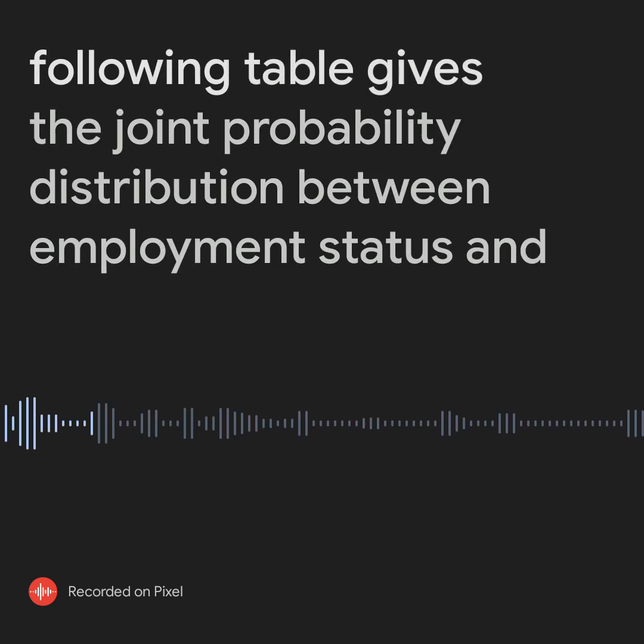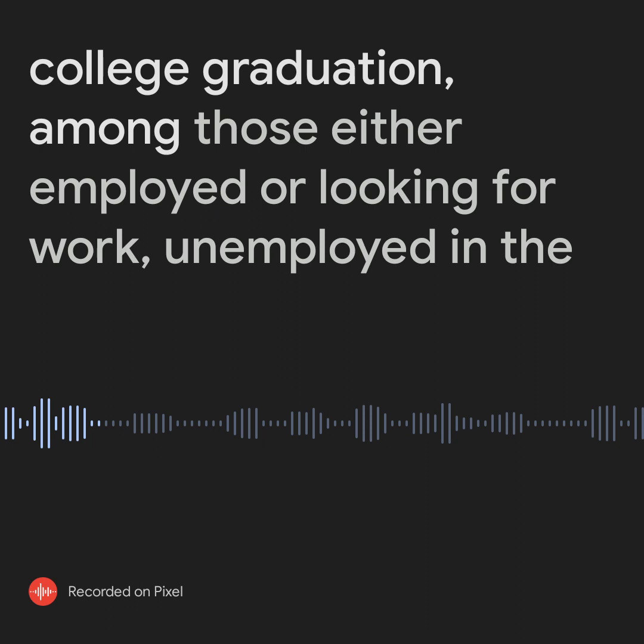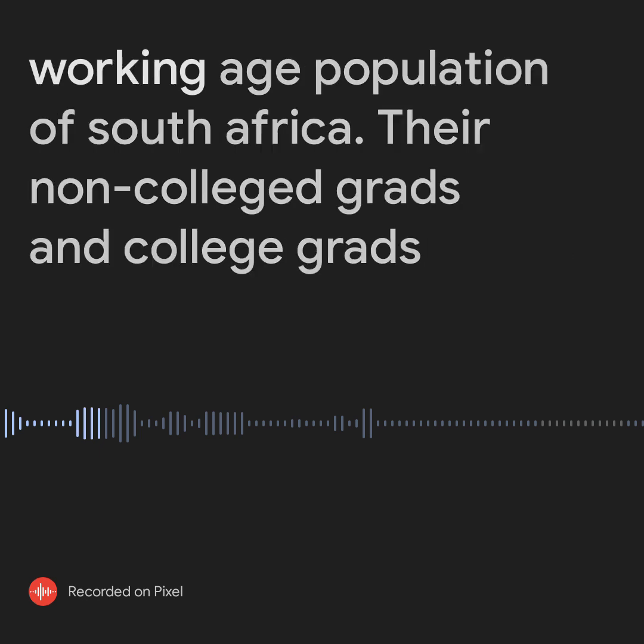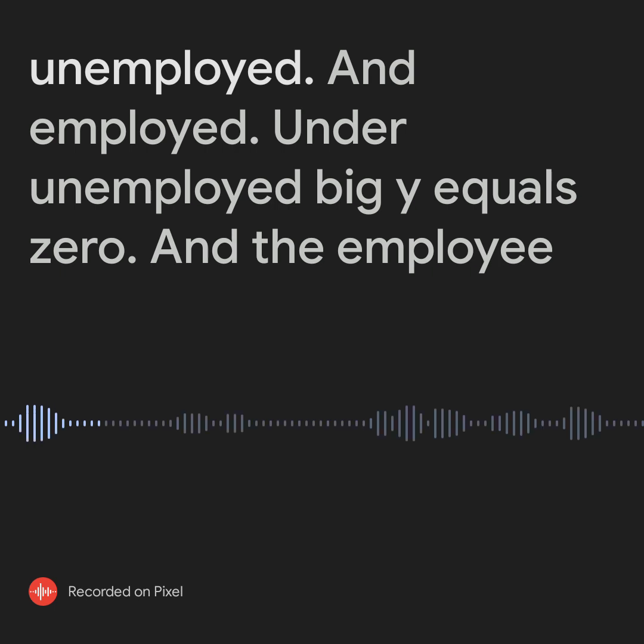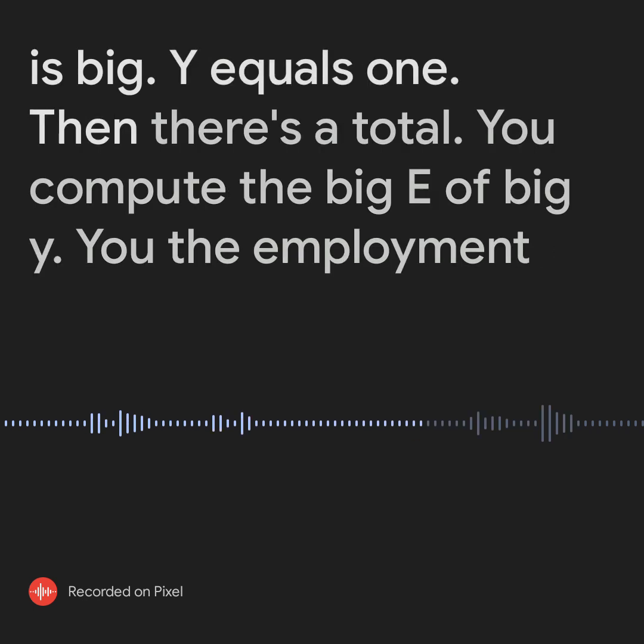2.6. The following table gives the joint probability distribution between employment status and college graduation among those either employed or looking for work, unemployed, in the working age population of South Africa. There are non-college grads and college grads. Non-college grads are big X equals 0, college grads big X equals 1. Then you have the unemployed and employed. Under unemployed, big Y equals 0, and employed is big Y equals 1. Then there's a total. You compute the big E of big Y.